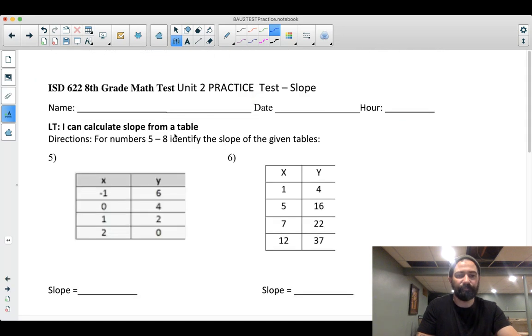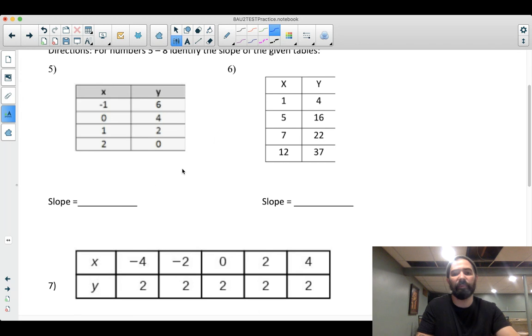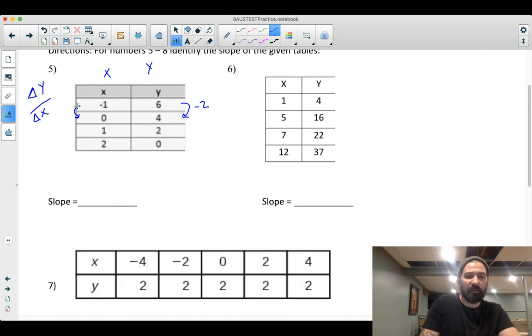Let's keep going. Number 5, we're calculating the slope from a table. That means we're looking for the change in y over the change in x. Again, anytime you can pause this video, rewind it, go back and see how we did it. Okay, change in y. We have x and y, so we start with our y. From 6 to 4, I have to subtract 2. 6 minus 2 is 4. And over here, negative 1 to 0 is plus 1. Negative 1 plus 1 is 0. So my change in y over my change in x can be reduced down to negative 2.